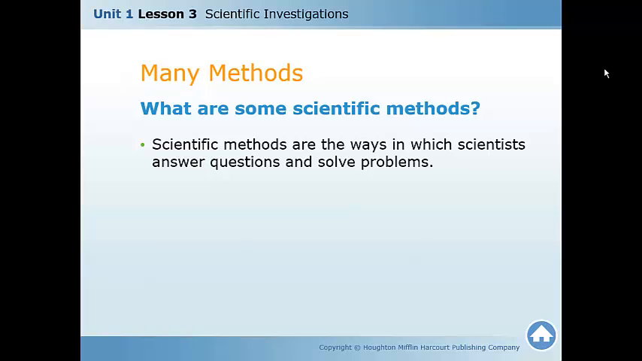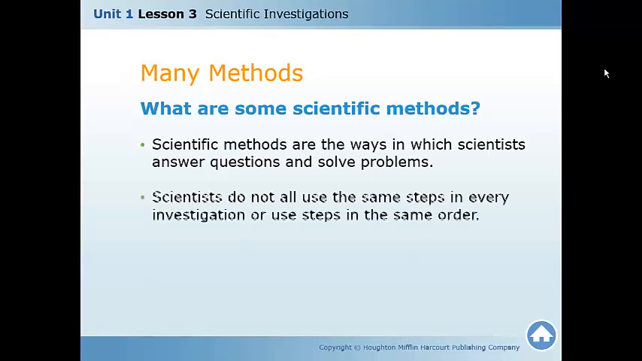What are some scientific methods? Scientific methods are ways in which scientists answer questions and solve problems. We've talked about this. We've gone through the scientific method with Beaker and Bunsen. But here I want to touch on the fact that scientists don't always use the same steps in every investigation, and sometimes they're not in the same order.